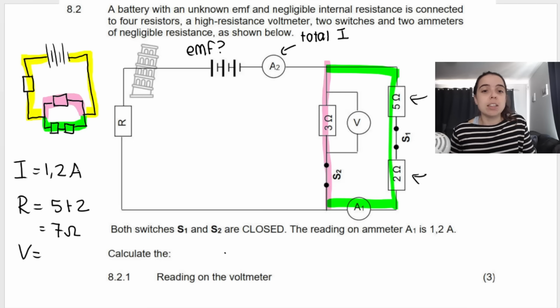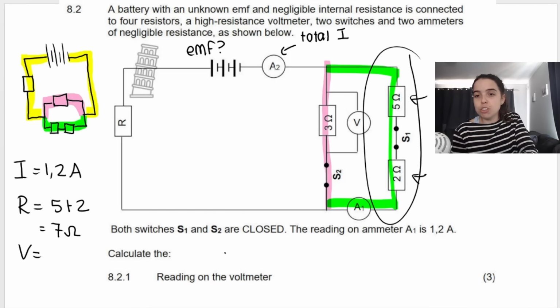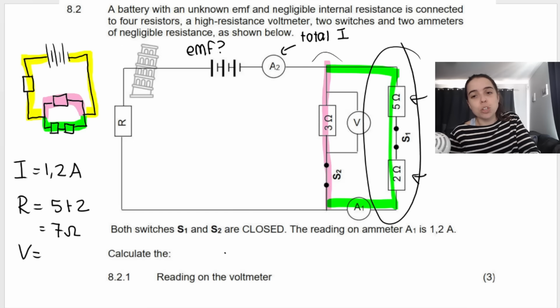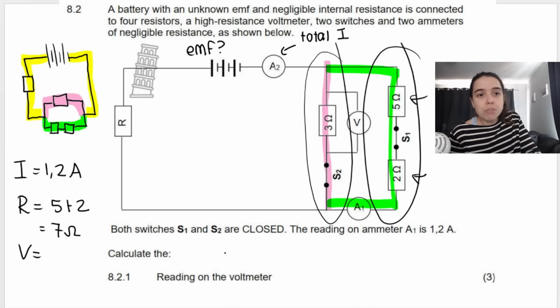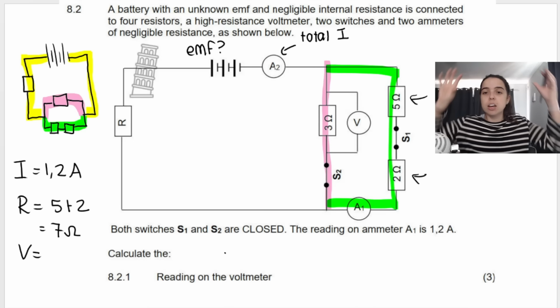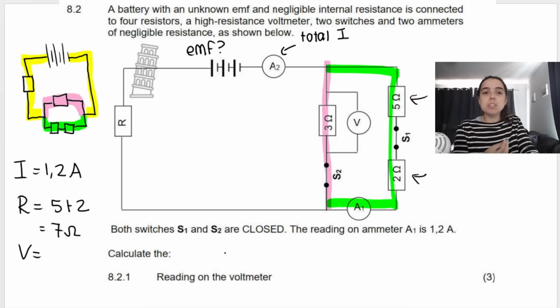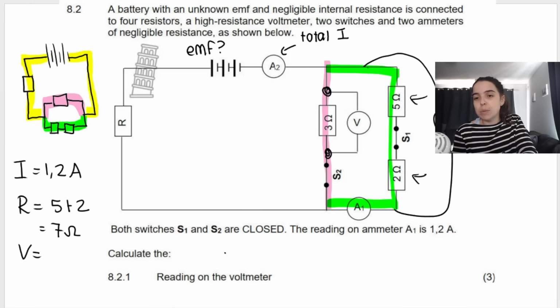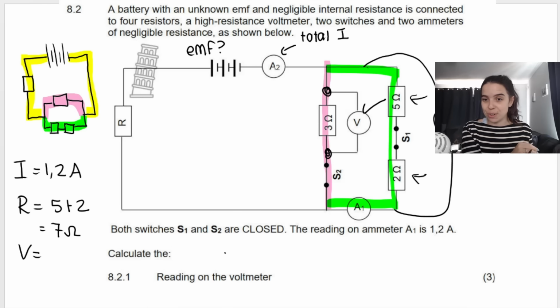So what that means is the voltage across the green branch is the same as the voltage across the pink branch. So if I know the voltage across the entire green branch, it'll be the same as the voltage across the pink branch, and the only resistor in the pink branch is this 3 ohm resistor. So basically, if I calculate the voltage across the green branch, it is the same as the voltage across the 3 ohm resistor. I hope you are with me on that one. That can be quite complicated for people to understand.